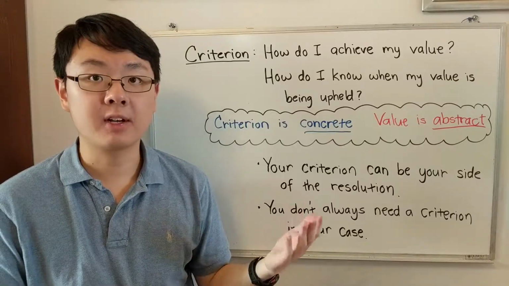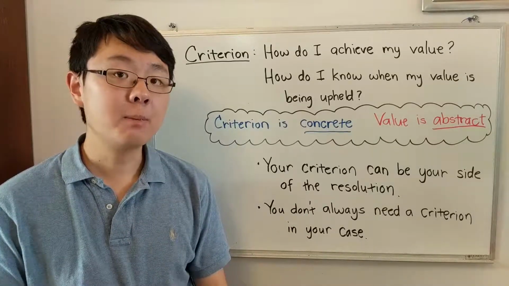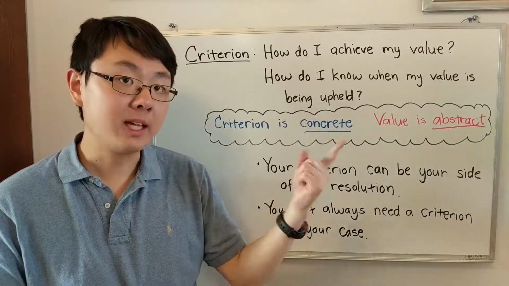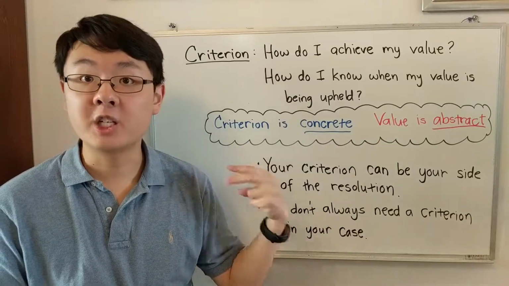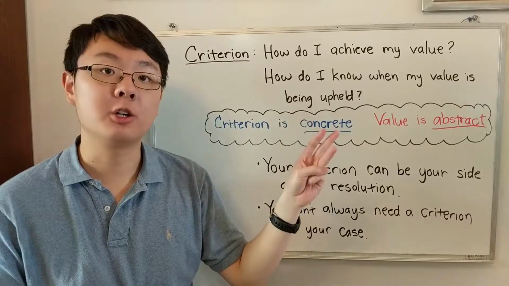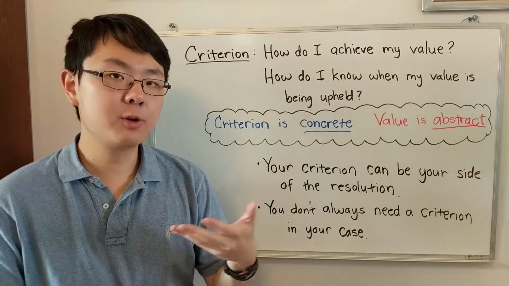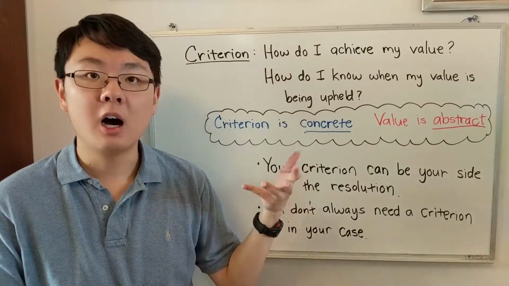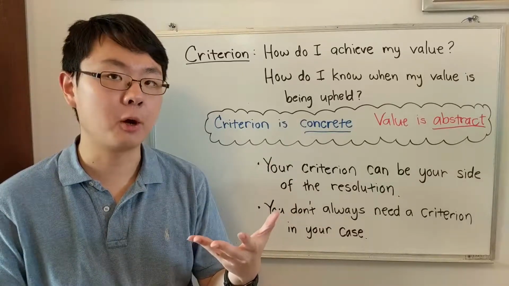So what's the purpose of having a criterion? The criterion basically answers the questions, how do we get my value? What is the way to achieve my value? Or how do we know when my value has been upheld or achieved? The criterion, you can almost view it as the helper to your value. It makes your case clearer, or at least it's supposed to.